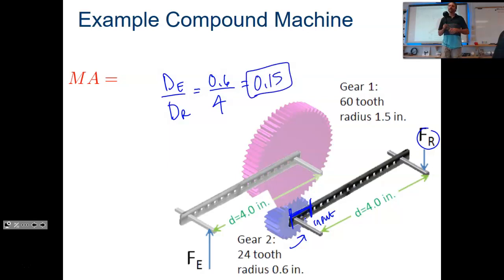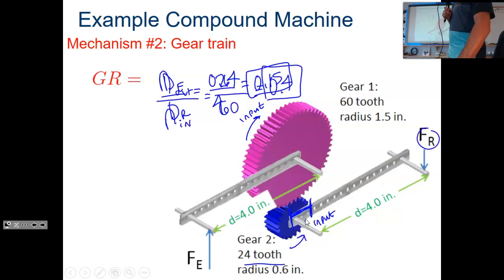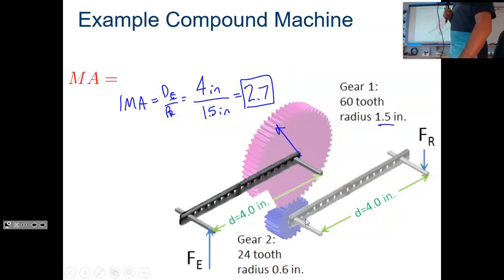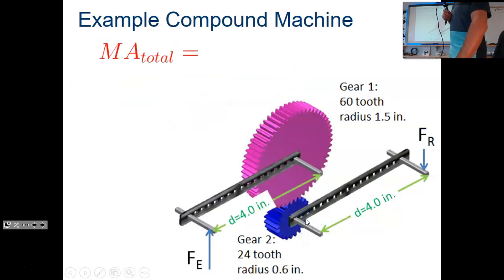So now to find the total mechanical advantage of this entire system, what I'm going to do is multiply those three things together. I can't remember them. It was 2.7, 0.4, and 0.15.